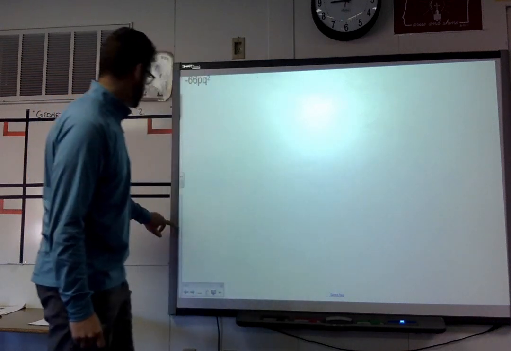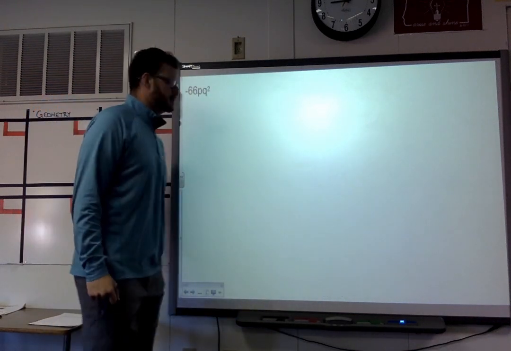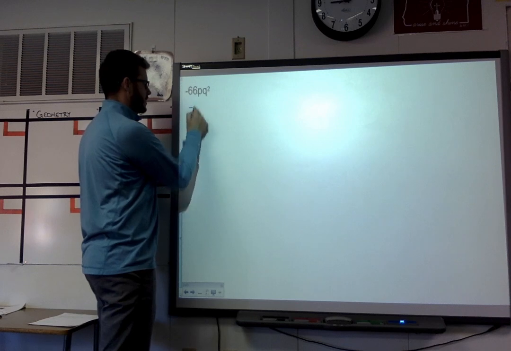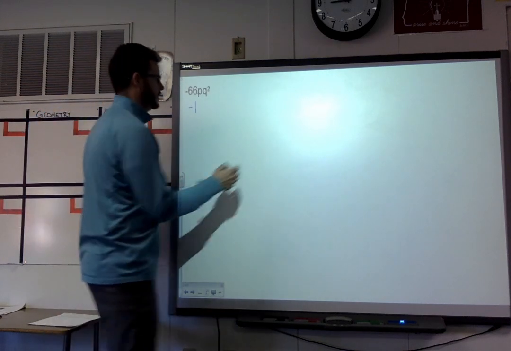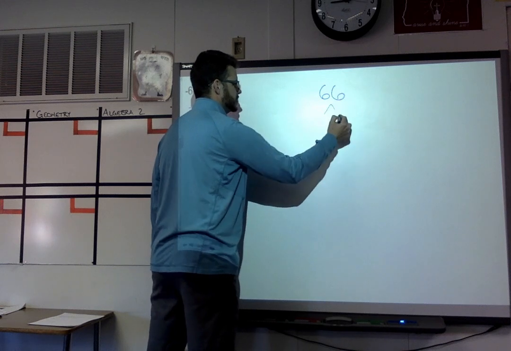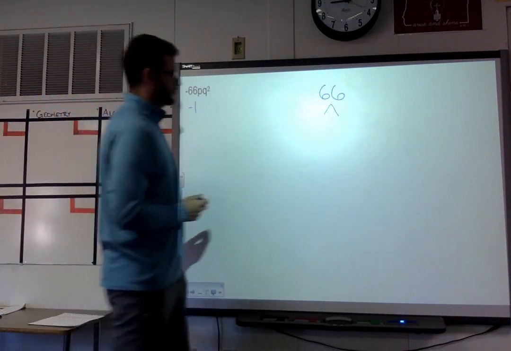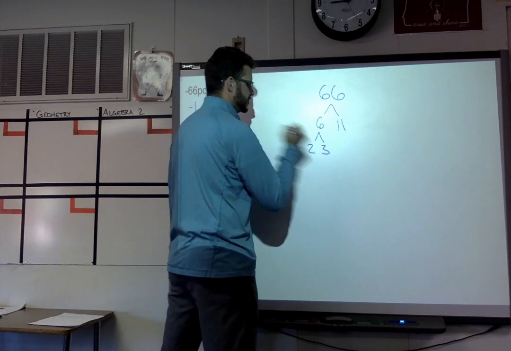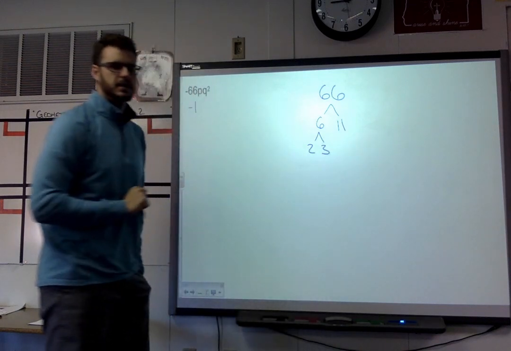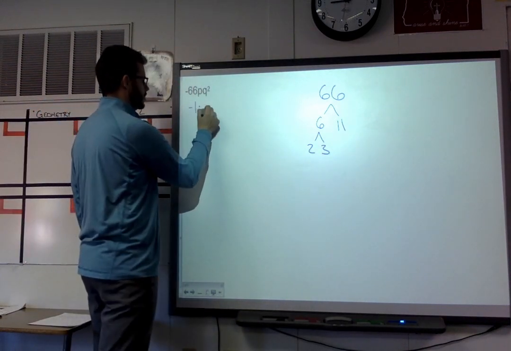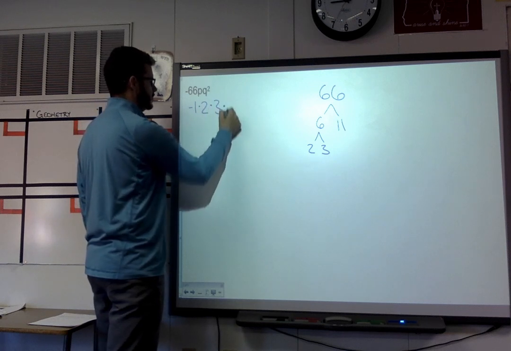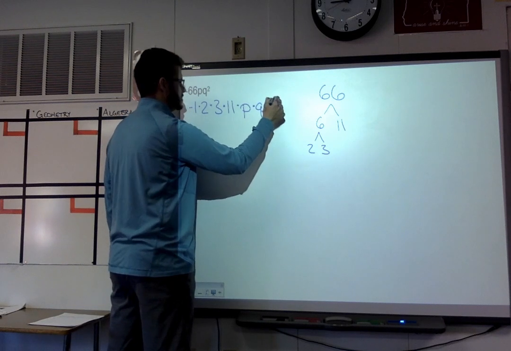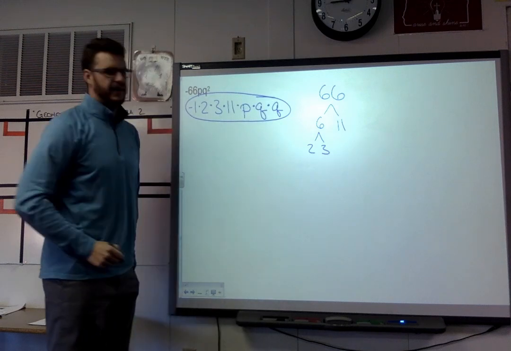One more we'll walk through together here. Negative 66 pq squared. So again, that negative 66, I can go ahead and just put a negative 1 right off the bat. And then when I do my factor tree, I'm going to do it for 66. So for this, I could go 6 times 11. 6 breaks down to 2 times 3. 11 is already a prime number. So I would have negative 1 times 2 times 3 times 11 times p times q times q, and that would be my factored form.